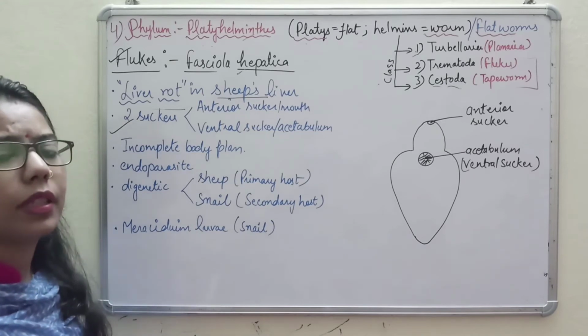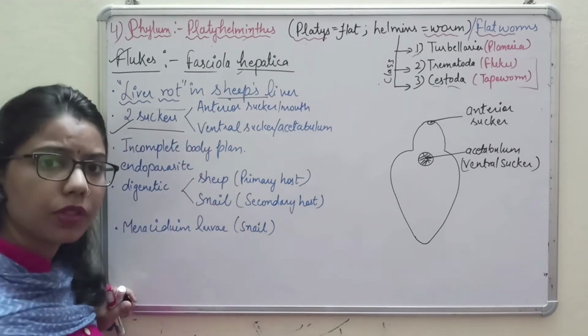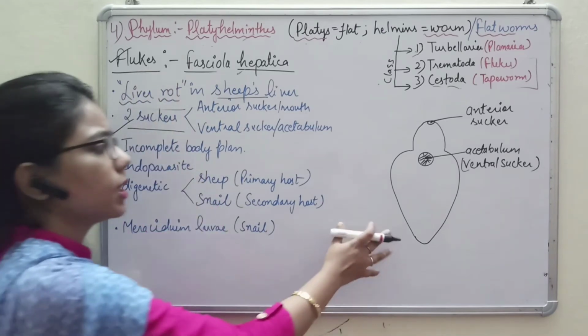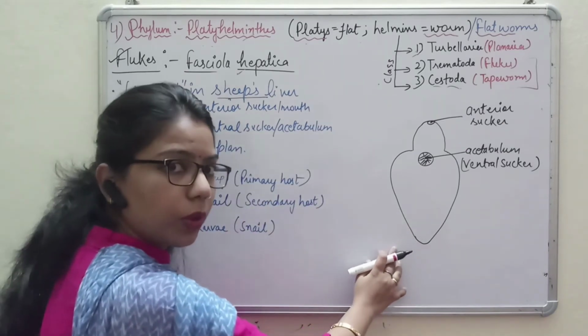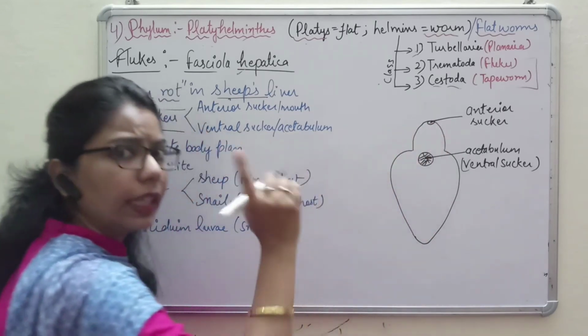जो भी Platyhelminthes parasite हैं उनके पास कौन से structures होंगे? This type of structures are present. So in case of flukes also you can see that these suckers are present. This is the structure of fluke. Okay, fluke का अगर आप structure देखेंगे, there will be one anterior sucker.